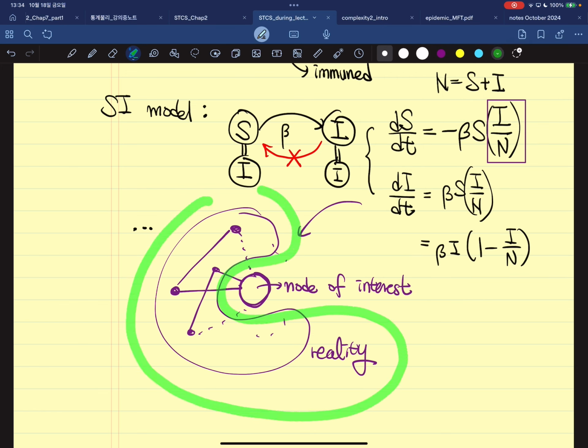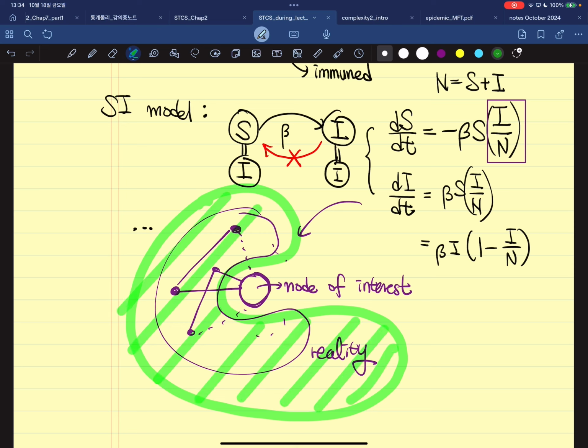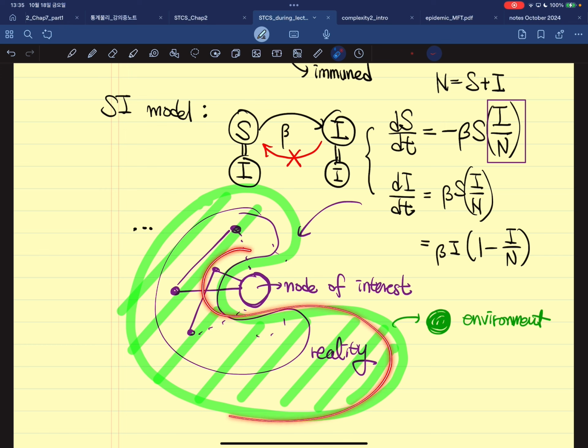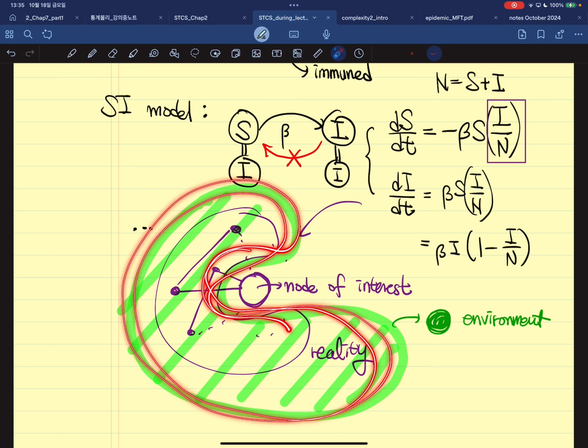All of these other systems or other nodes are treated as a single node, which can be treated as some kind of environment or reservoir, if we borrow this terminology from statistical physics. So we grossly simplify all the complicated interaction terms into this single environment term.